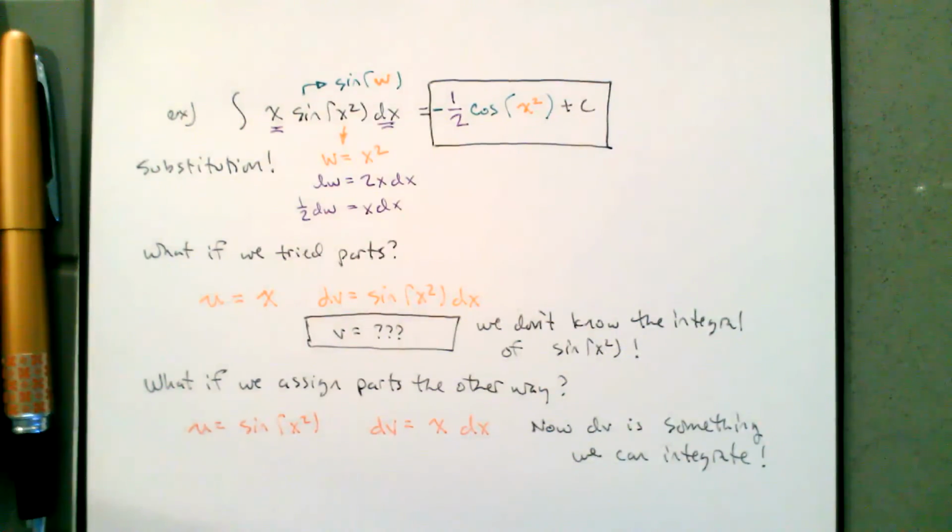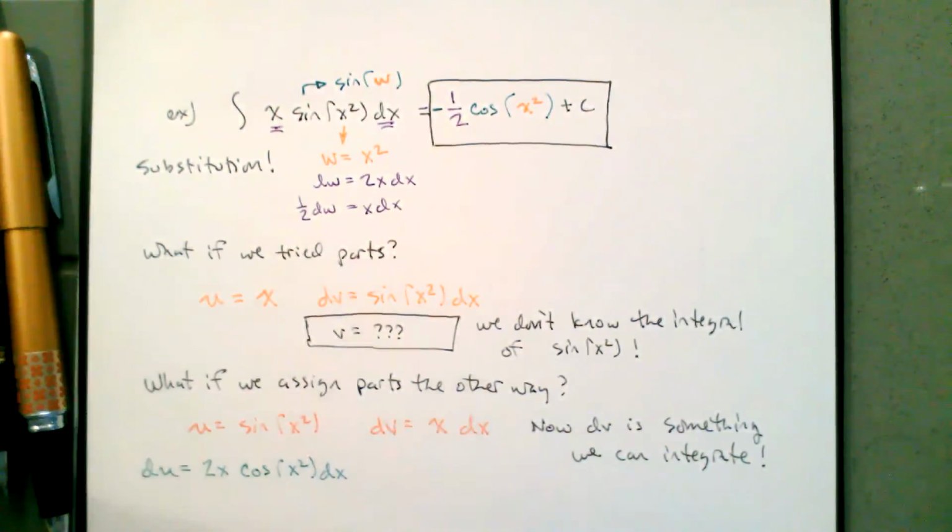So at least at this point, it looks like things are working. After we assign u and dv, we find du and v. We differentiate u to find du. The derivative of sine of something is cosine of that thing times the derivative of that thing. The integral of x is 1/2 x squared. Everything seems to be proceeding. I switched over so that dv is now something I can integrate. Now I just need to put things together into the parts formula.